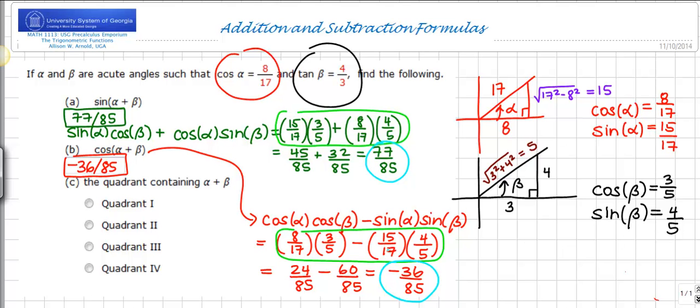Okay, now how do we answer part C of the question? In which quadrant does the angle alpha plus beta lie? Well, notice that your sine value here is positive and your cosine value is negative, so that tells you this must lie in quadrant 2.